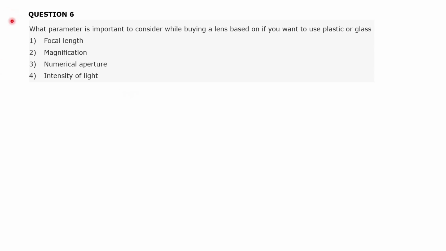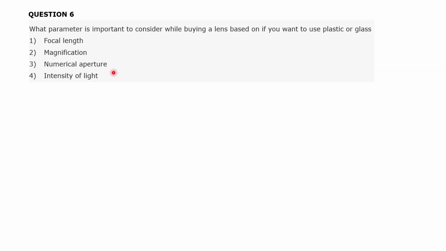Question number 6. What parameter is important to consider while buying a lens, based on whether you want to use plastic or glass, whatever material you use for spotting the sample? There is a specific recommendation of microscope, because if it is plastic, then some specific requirement is needed. In case of glass, a different recommendation is needed. So what will be the option? First one is focal length, magnification, numerical aperture, and density of light.